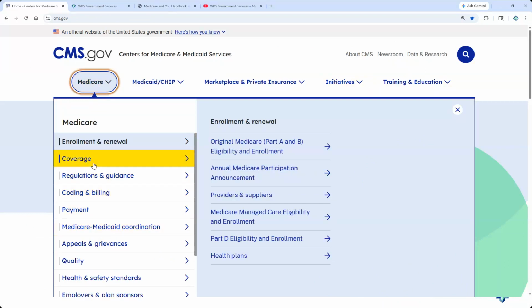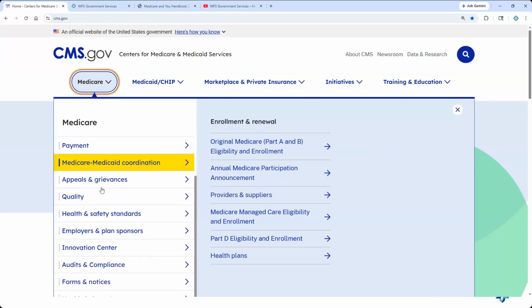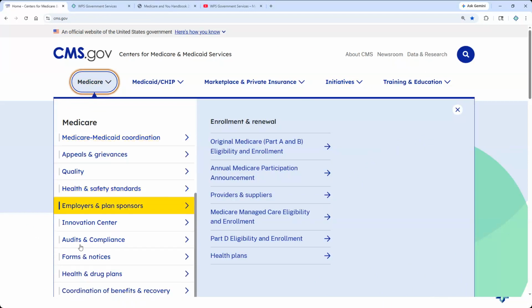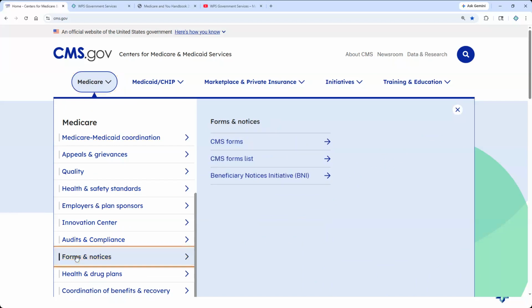What you want to do is look at these different categories. If you notice, I'm scrolling down and I'm looking at forms and notices. Advanced Beneficiary Notice of Non-Coverage is a form. So let's go here. Now, what section did I tell you this falls under? Medicare talks about this in the Beneficiary Notice Initiative, or BNI. So let's move to BNI on the right side.